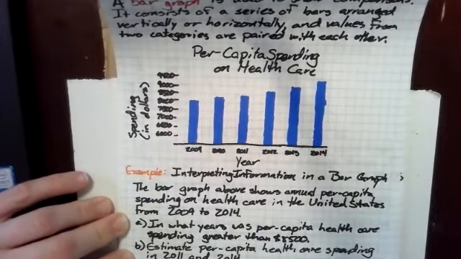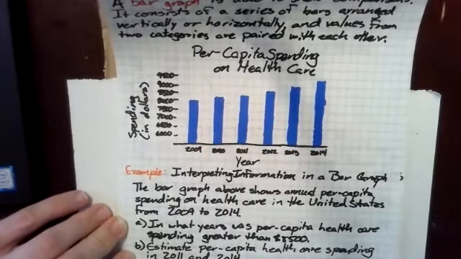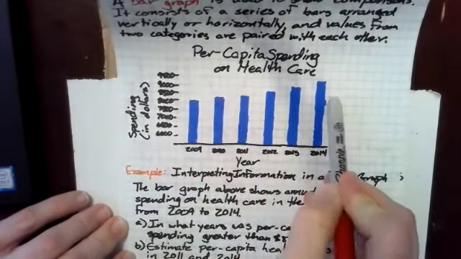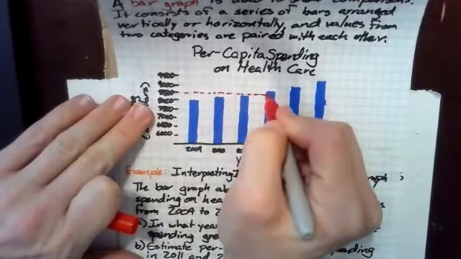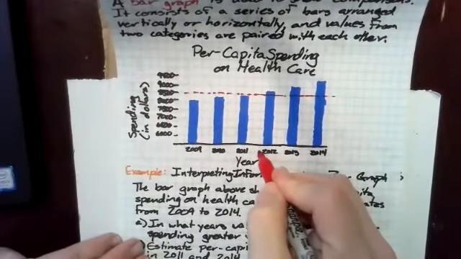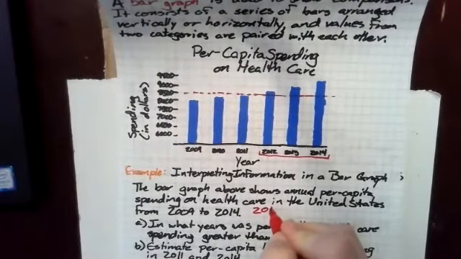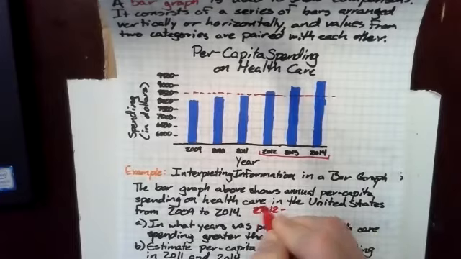Well, to do that, all we have to do is look, here is greater than $8,500. Here is the line representing $8,500. We can just draw another line here and see that from 2012 to 2014, the spending was greater than $8,500.